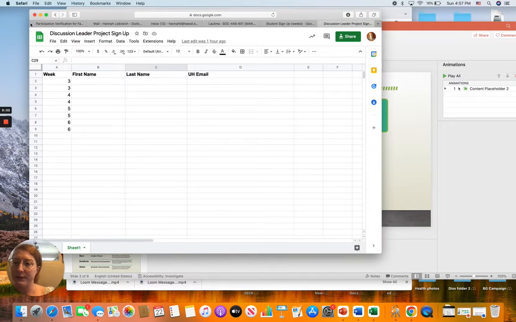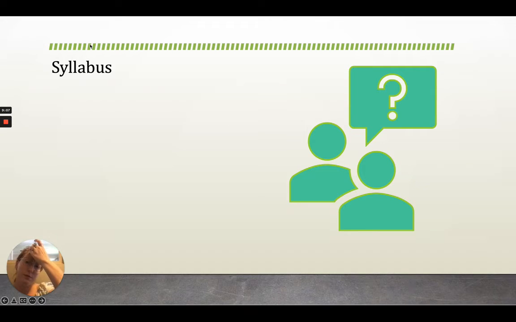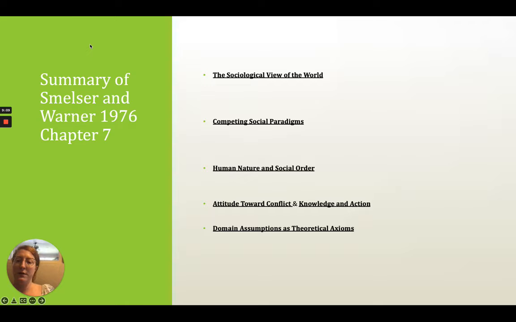All right. So let's get back to the lecture. So basically for the sociology classical theory, I pieced together some different excerpts from theory textbooks that cover the 3 classical sociologists. So the first one is Smeltzer and Werner from 1976. It's chapter 7 of an anthology that covers classical sociological theory.